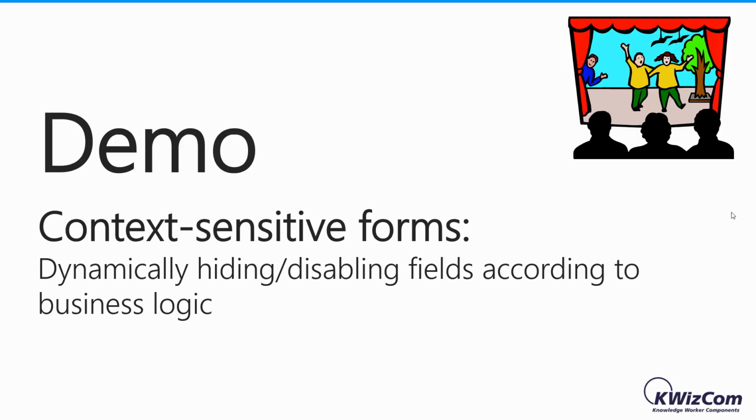My first example, I think, demonstrates one of the most important features of forms, which is the ability to make the form context sensitive, which means hide, show, or disable fields not just according to who you are, but also according to your actions. So according to your selections in some fields, suddenly you see or don't see other parts of the form.